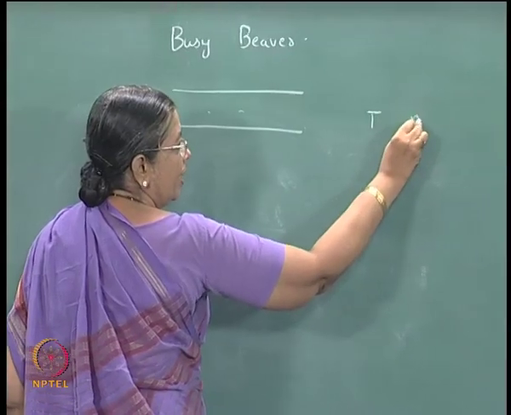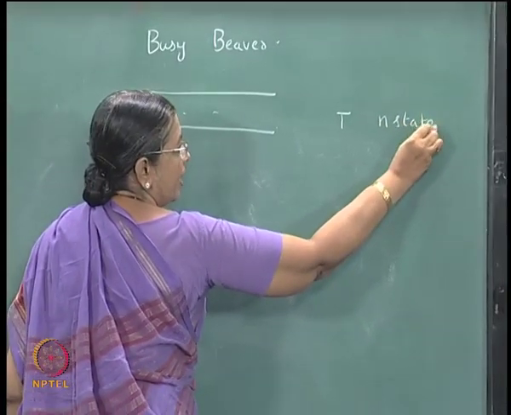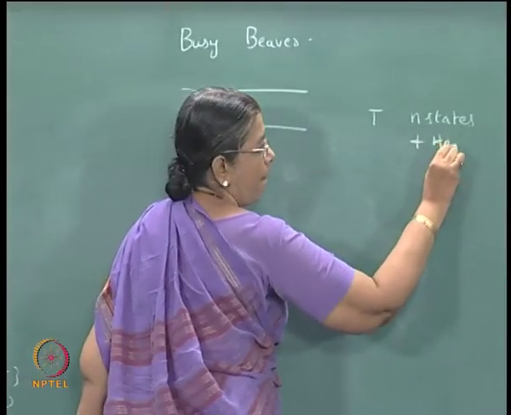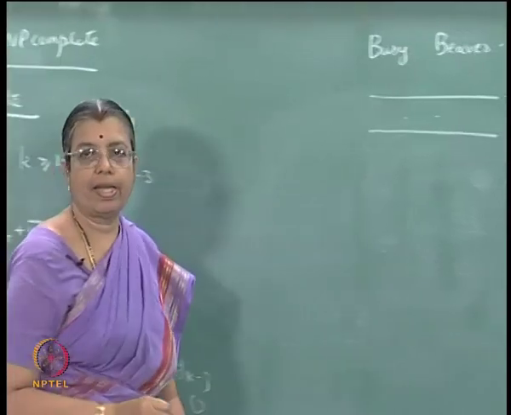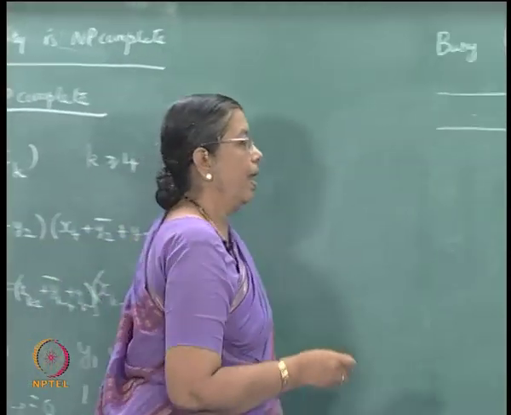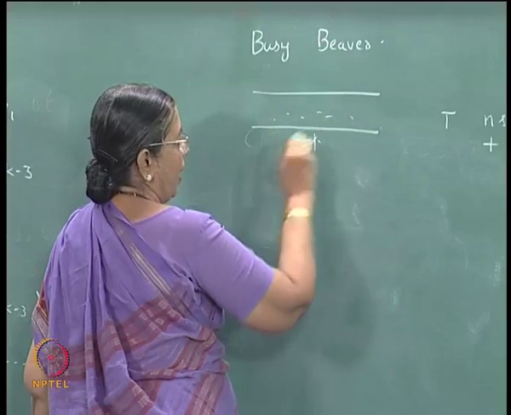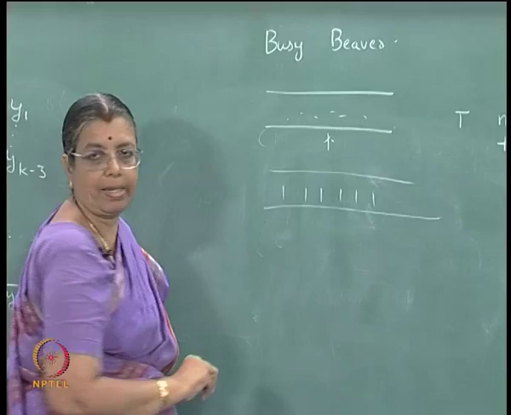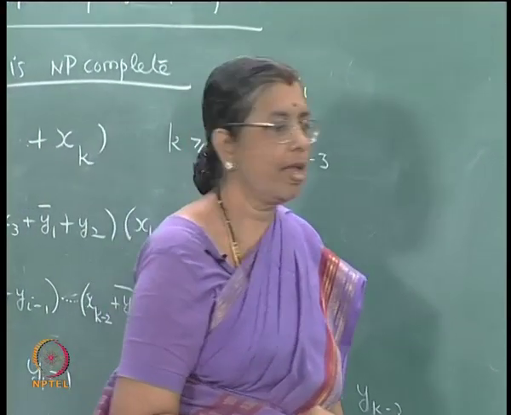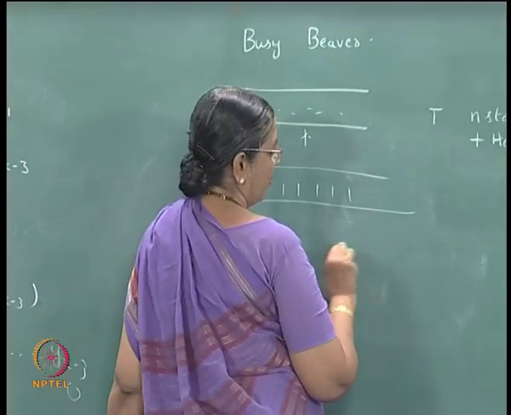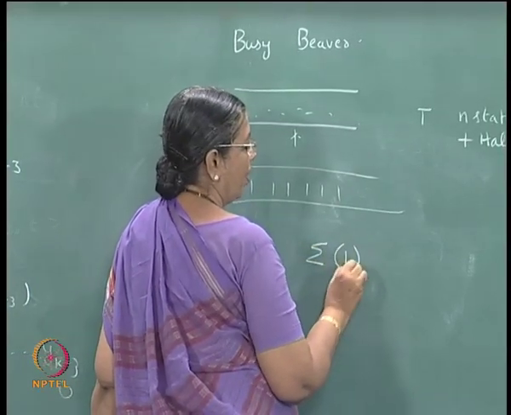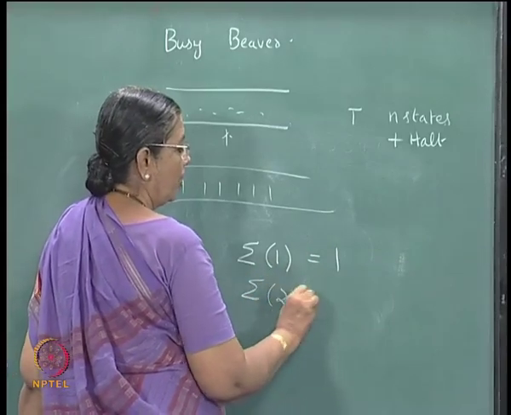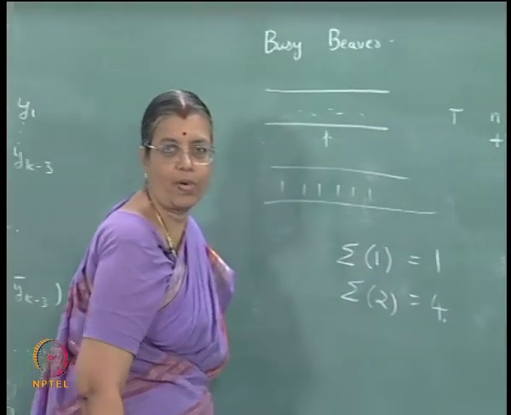Consider a Turing machine with n non-halting states and a final halting state. If started on a blank tape, what is the maximum number of ones it will print and then halt? That is known as sigma. It is given by a function sigma: sigma 0 will be 0, sigma 1 is 1, sigma 2 is 4.